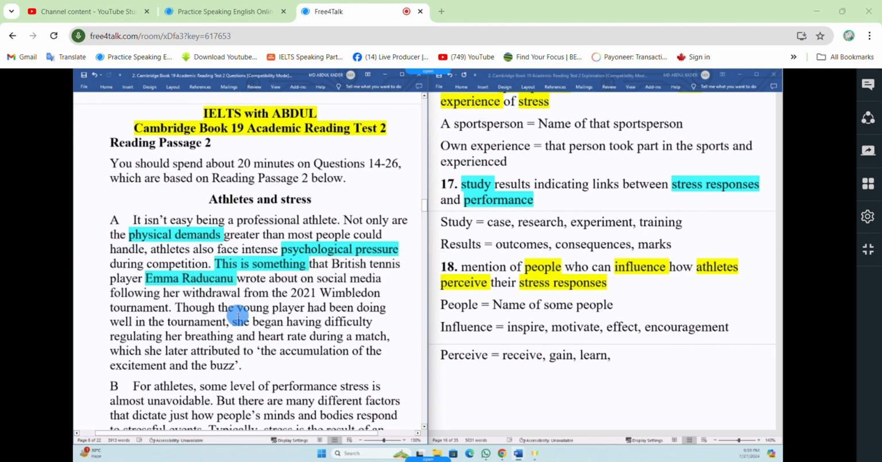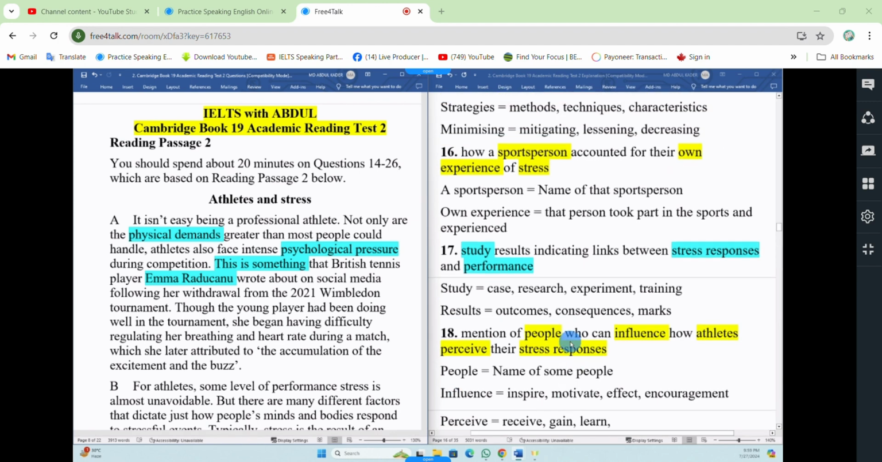The whole paragraph discusses a sports person named Raducanu, how she made a withdrawal from the Wimbledon tournament, and what happened to her while she was joining the tournament, competing with the participants, and what kind of difficulty she had. So this is all about a sports person's experience.